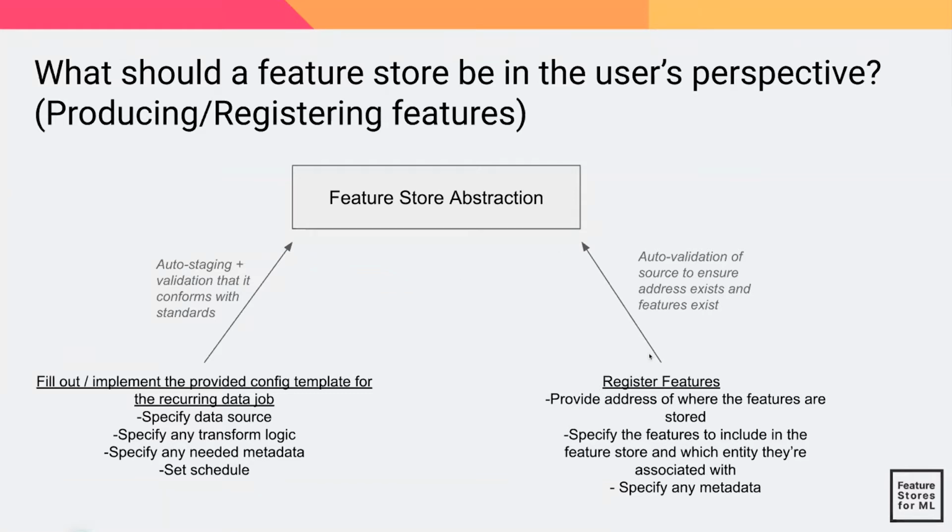On the registering side, they provide the address of where the features are stored, maybe specify which features are included in that source, maybe some things about the structure of those features. That's not even necessary. Specify some metadata, and then you're done with that. Now, the main point here is not any specific solution or interface that users should interact with to do these tasks, but the fact that the user interaction with the feature store should be constrained and simple.